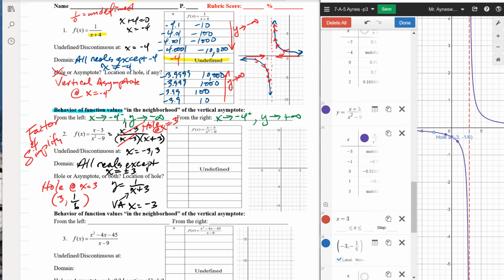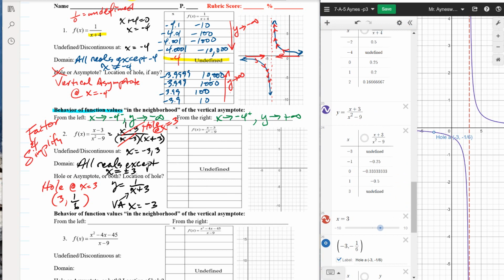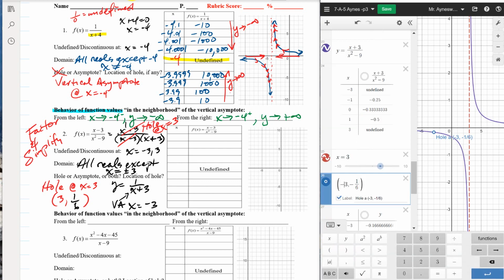Okay, so let me see. Turn off your points in the table. So you can see a hole at negative 3 comma negative 1/6. Oh, hang on here. What happened? What'd I do? 3, 1/6 positive. Oh, I made a mistake somewhere. Where did I do it? Oh, I put in the wrong sign, so I got to put in 3 comma 1/6.